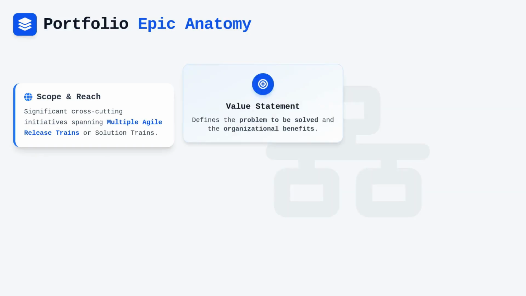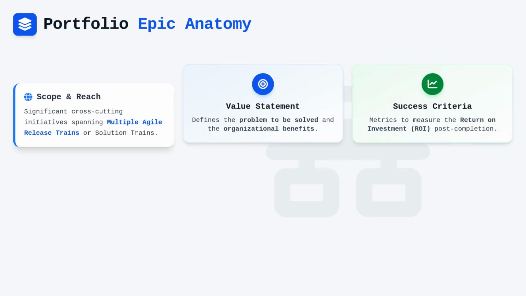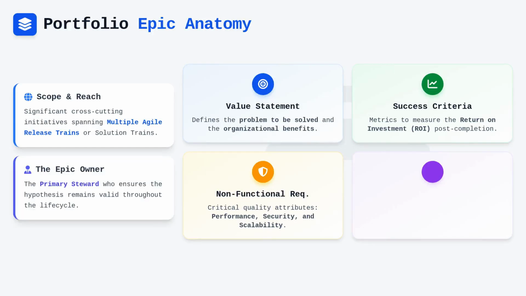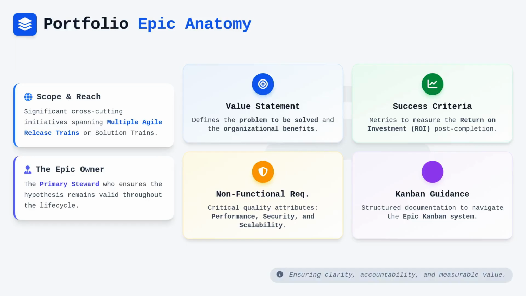Every epic must include a clear value statement that describes the problem to be solved and the benefits to the organization. Additionally, you must define success criteria that allow the business to measure the return on investment once the work is complete. Non-functional requirements, which are often overlooked, represent the quality attributes like performance, security, and scalability that the system must maintain. By documenting these elements, the epic owner can effectively guide the initiative through the Kanban system. The epic owner acts as the primary steward, ensuring the hypothesis behind the epic remains valid throughout the development lifecycle.